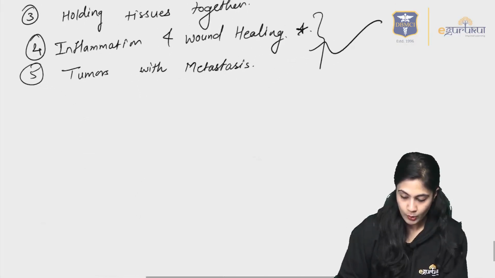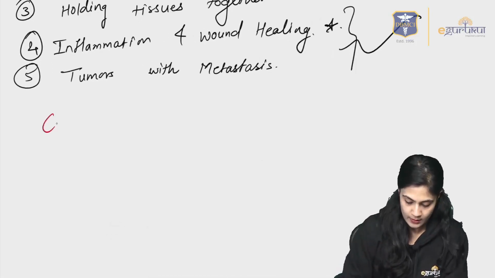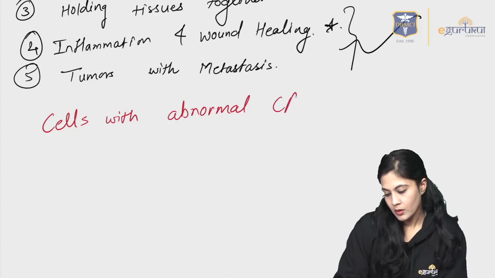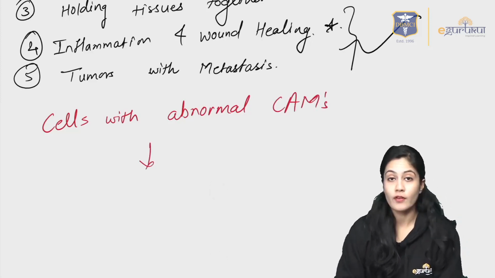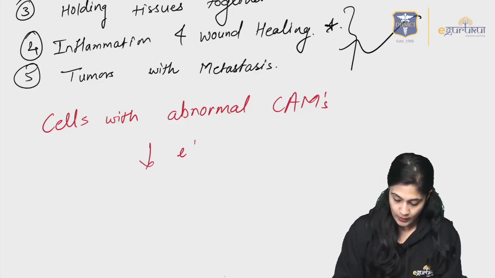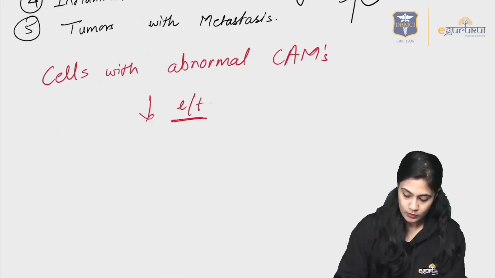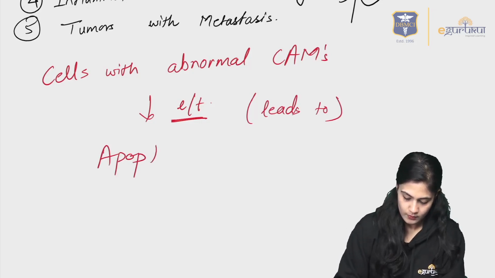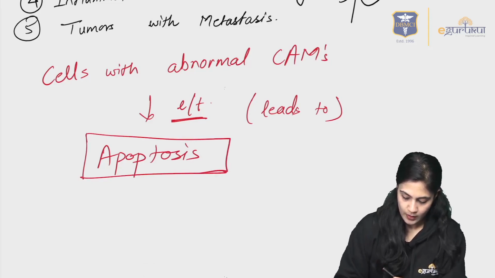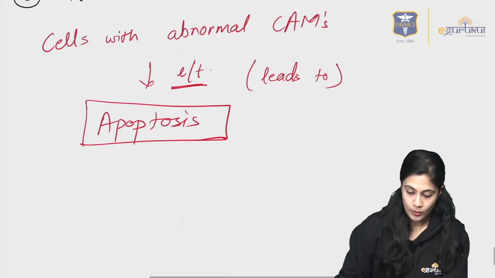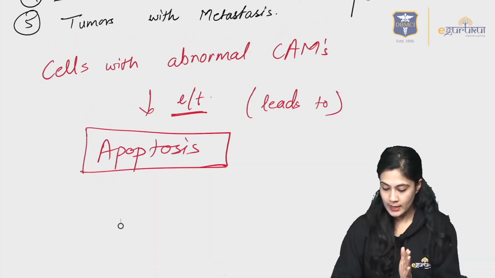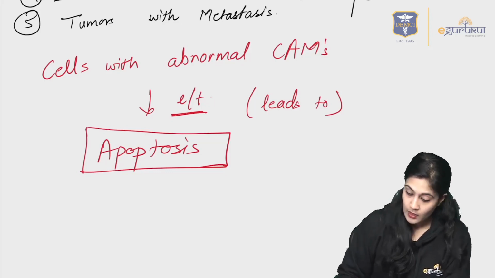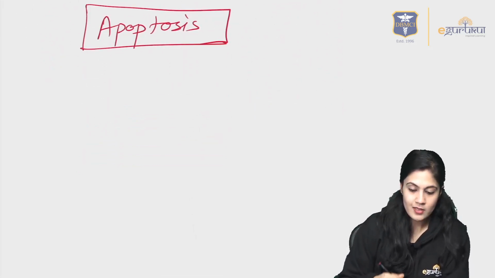What if these CAM molecules go abnormal, they go crazy? If your body is working normally in the physiological state, what will happen to these cells with abnormal CAMs? They lead to apoptosis, another very important topic. If the CAM molecules go abnormal, our body will activate the process of apoptosis against it. So let's discuss apoptosis.